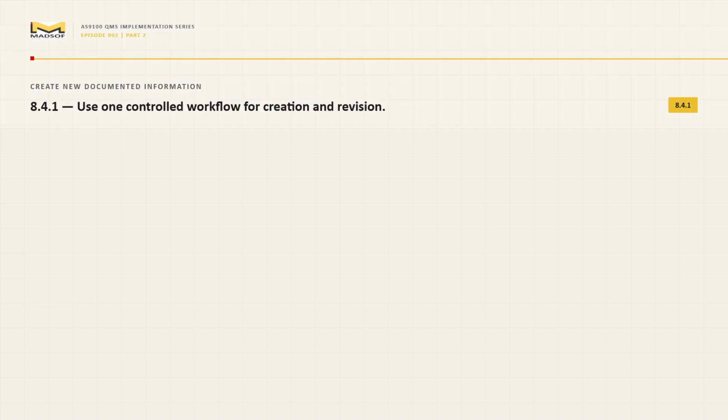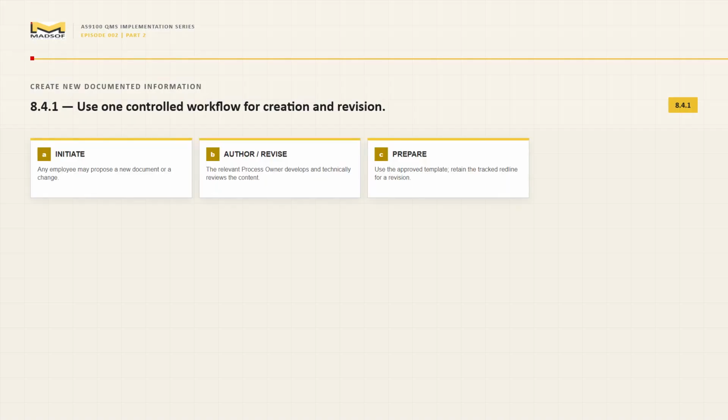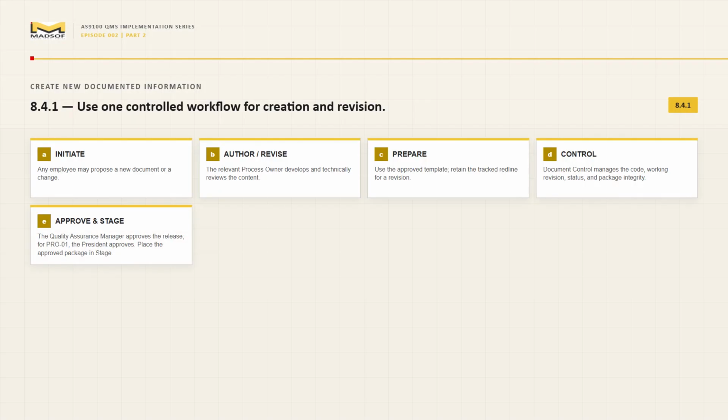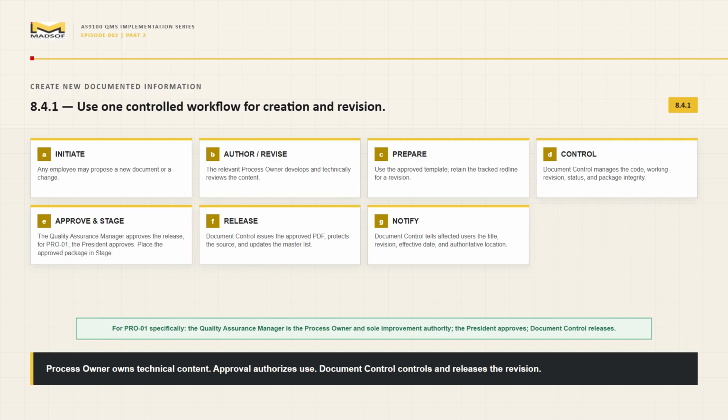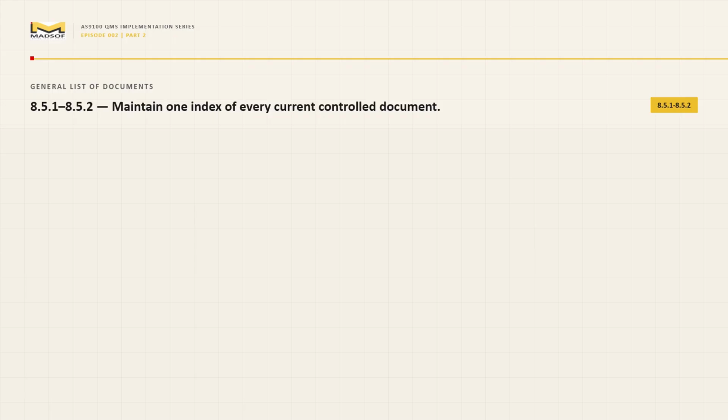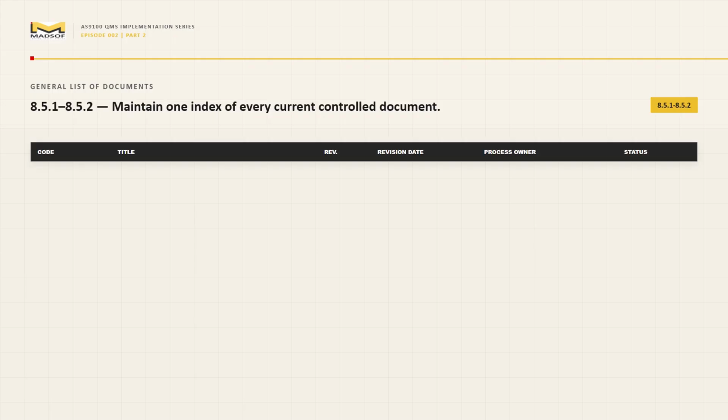Now let's put the complete improvement workflow together. Any employee may submit improvement input by following the procedure's change process. Document control receives the input, manages the code, revision status, and integrity of the revision package, and routes it to the quality manager. As process owner, the quality manager evaluates the input and owns the controlled improvement of the procedure. The president approves the procedure. Document control then releases it. Once documents are released, you need one reliable index.